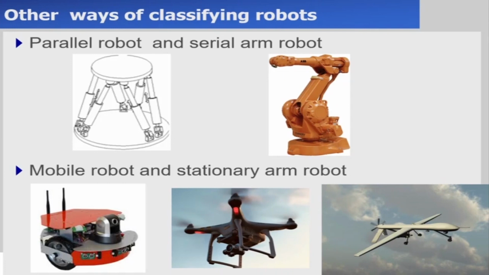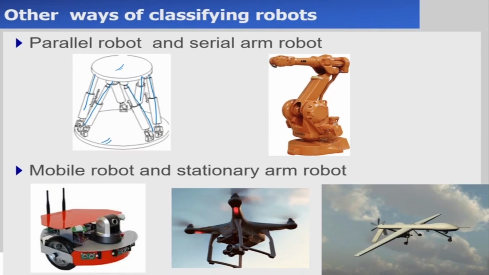So we have generation 1, 2, and 3. Other ways of classifying robots are parallel robots and serial robots. So the name indicates parallel robot. This is a parallel structure. You can see that it can move with this piston cylinder kind of mechanism, and the base is fixed, and the other end, the top part, is also fixed. So this is a parallel device or a parallel robot.